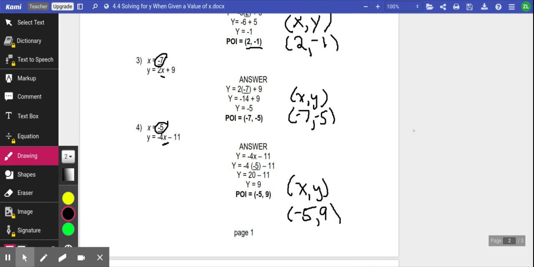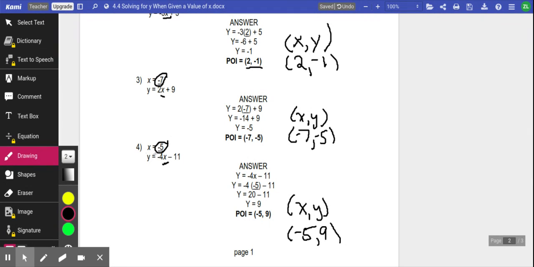Okay, that is all. So again, you're just subbing in that x into the second equation to find y. And then from there, we have 2 coordinates, which is a point of intersection, or our solution.